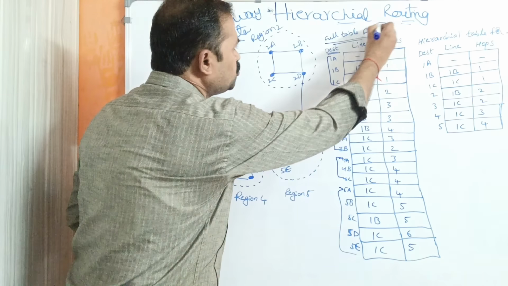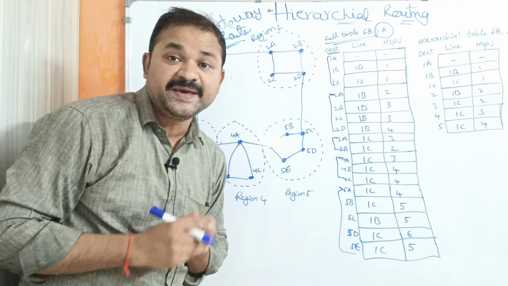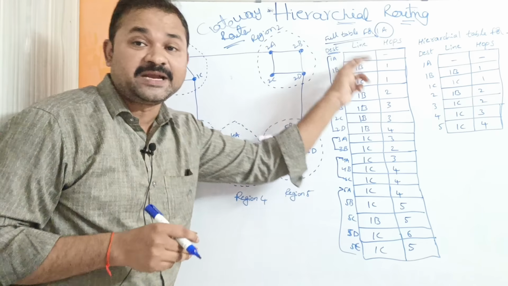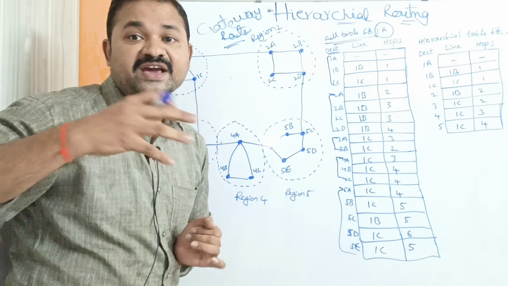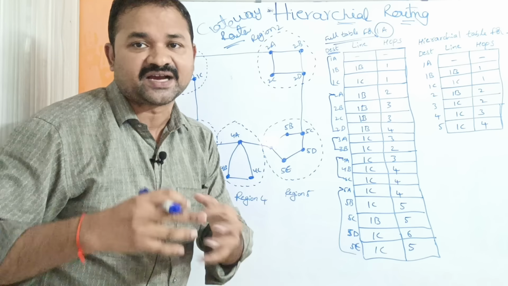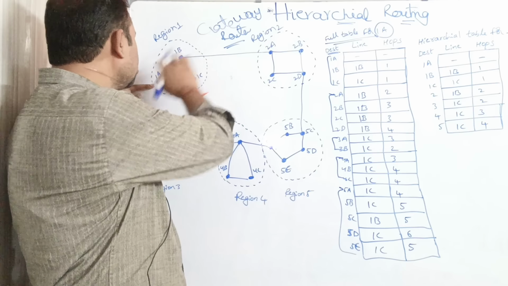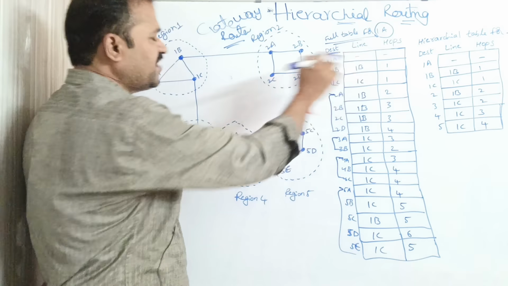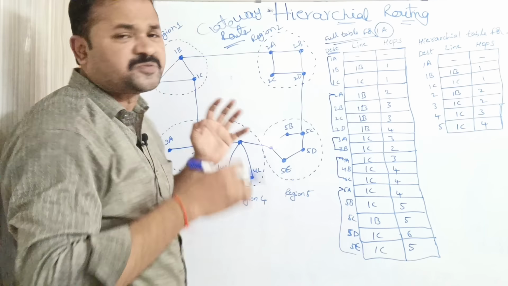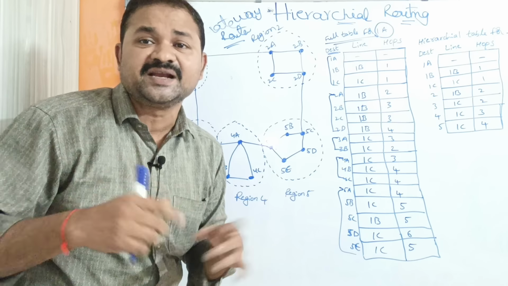Now what is the source router? 1A is the source router. And what is the destination router? 1B is the destination router. The line represents via which router, via which edge, via which link we are transmitting the packet. So 1A to 1B: here we are transmitting the packet via 1B only, so the line represents 1B. Next, how many hops are required? Hop is nothing but a router.